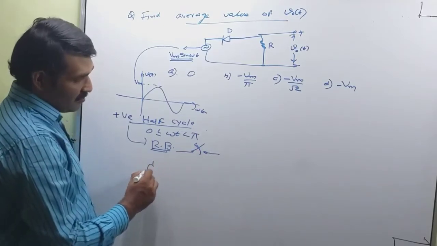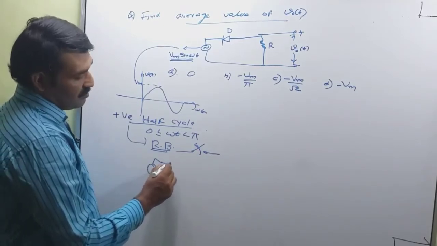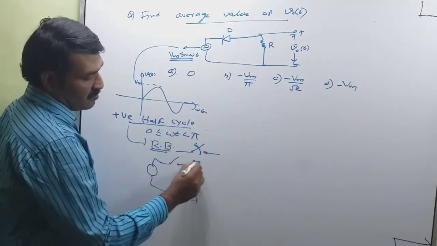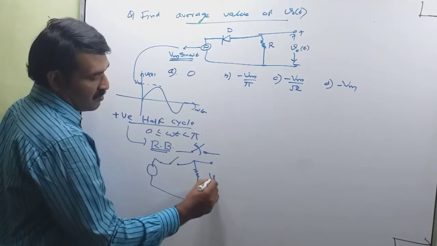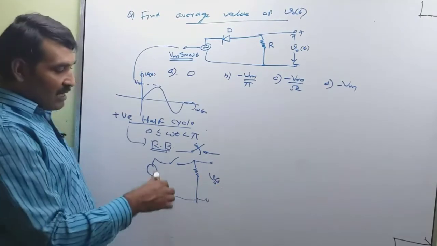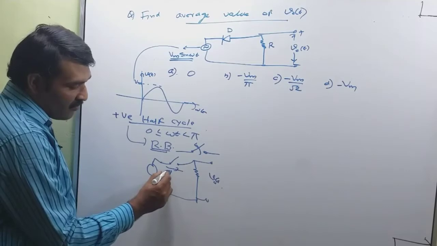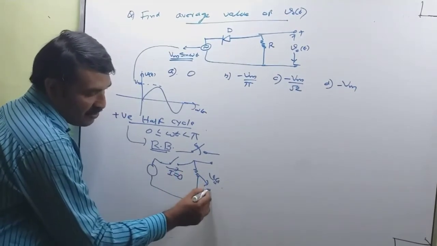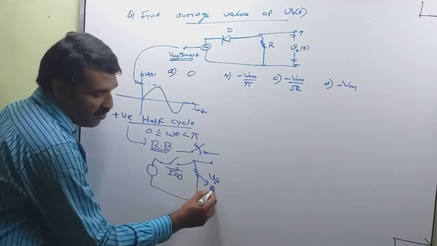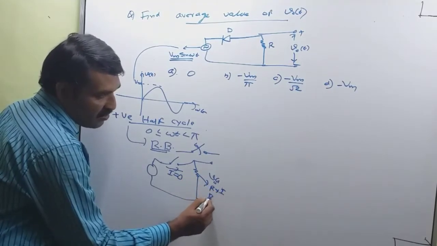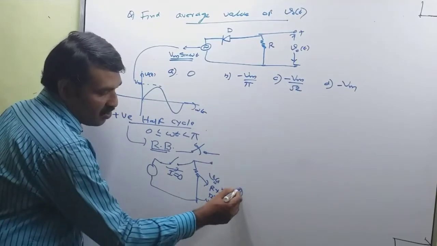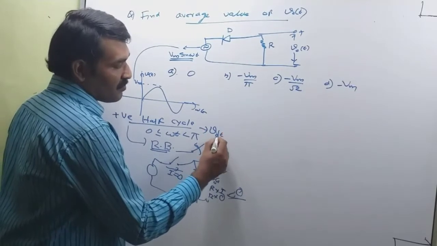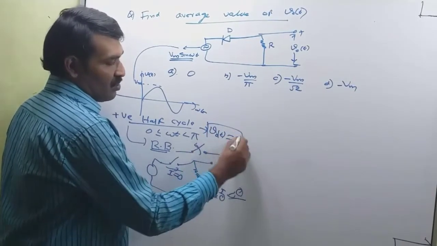So the circuit becomes like this. So no current will flow. Current in the circuit is equal to 0. So the voltage across the resistance is R into current, and R into current is equal to 0. So the output voltage during the positive half cycle, V0 of t, is equal to 0.